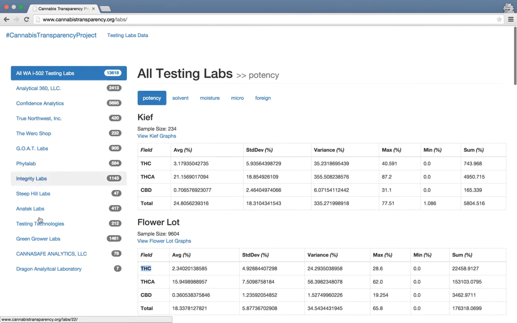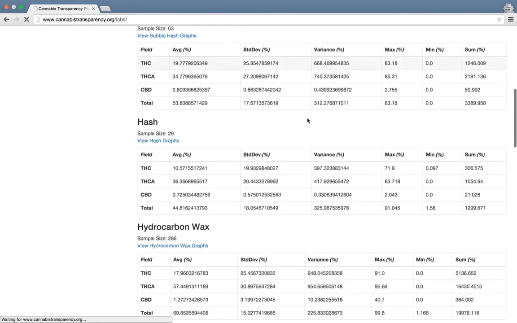On the left side, you can look at a list of all labs and the amount of lab samples that are included. So all lab samples are about 13,000. Analytical 360 has 2,400, and Confidence has about twice as much as any other. Analytical 360 is the next largest amount of samples. So Confidence has the most samples, so let's just take a look at their data.